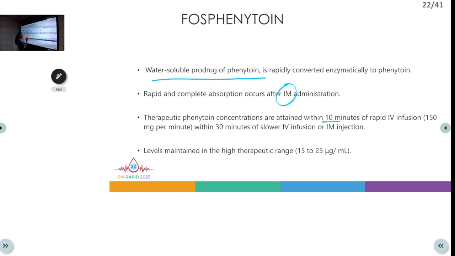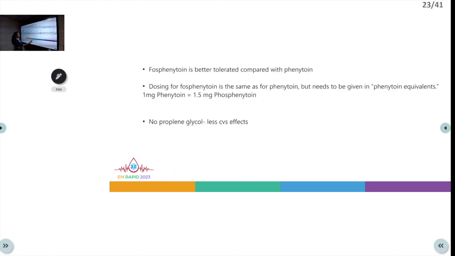infusion, and if we are giving it as a slow IV or IM, the anti-epileptic effect will come within only 30 minutes. Fosphenytoin is better tolerated by the patient than phenytoin, and the dosing of fosphenytoin is the same as that of phenytoin, but we need to calculate in terms of phenytoin equivalent. So 1 mg phenytoin is equal to 1.5 mg fosphenytoin.